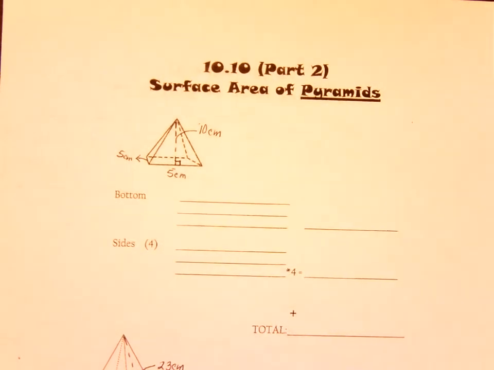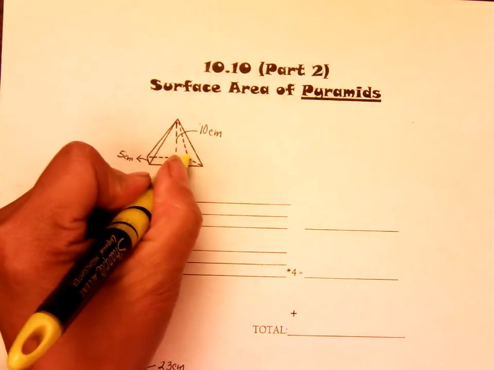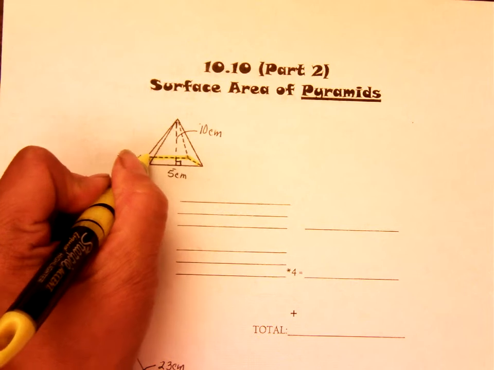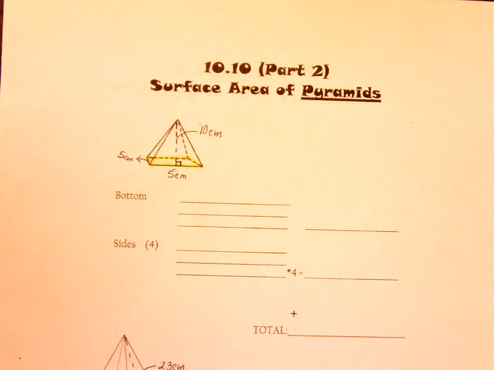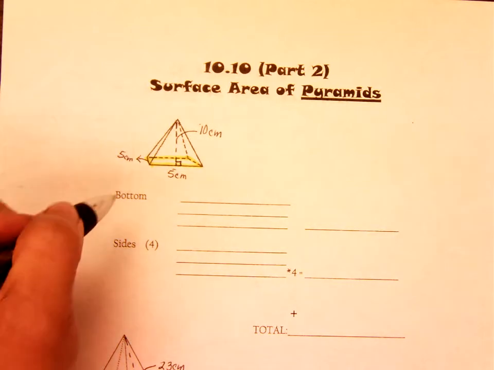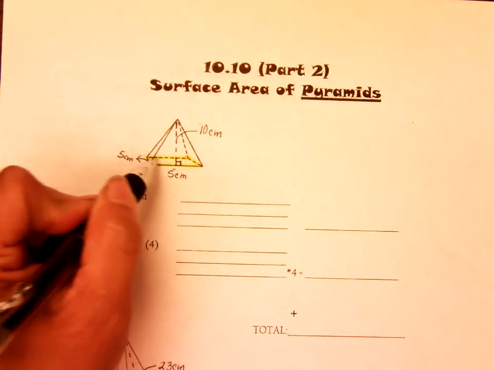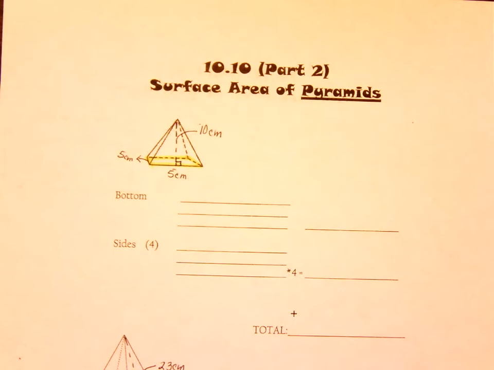So when we're looking at the surface area of a pyramid, remember to name a pyramid, you have to look at the base of the pyramid. What shape does it make? So if you'll notice that this is a rectangular pyramid. And so now the bottom, or the base of the pyramid, we're going to find out what the area is.